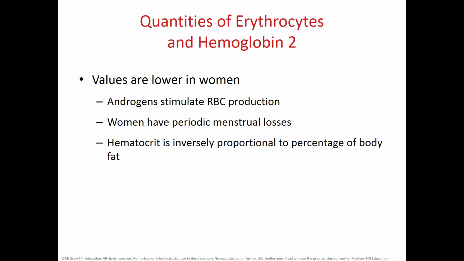And hematocrit is inversely proportional to the percentage of body fat. Females regularly have more body fat than males, so that's why we have a reduced hematocrit. Males have a greater hematocrit because they have less fat in their body.